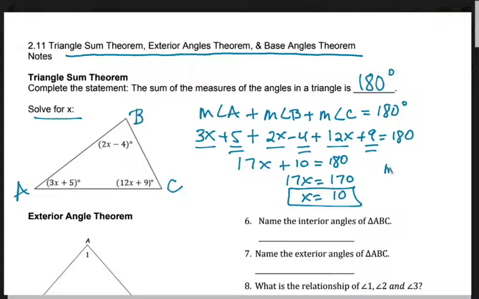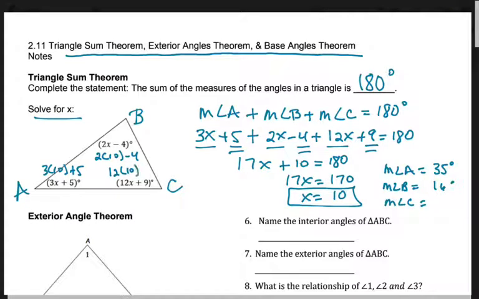So the measure of angle A is 3 times 10 plus 5, which would be 30 plus 5, or 35 degrees. For angle B, I plug in that 10, so I get 2 times 10 minus 4. So 20 minus 4 equals 16. And then the measure of angle C is 12 times 10 plus 9, so 129. This is definitely not drawn to scale, but whenever you add these together, you should see that you get 180. All right, let's move on.